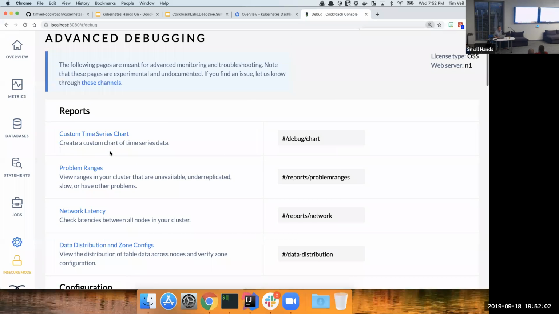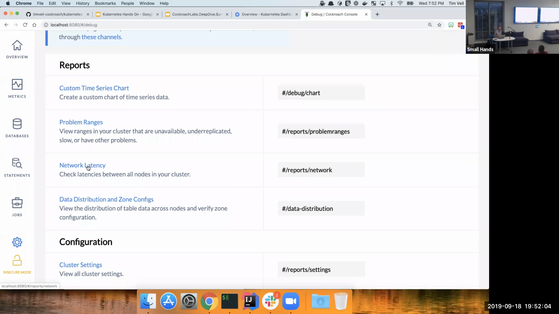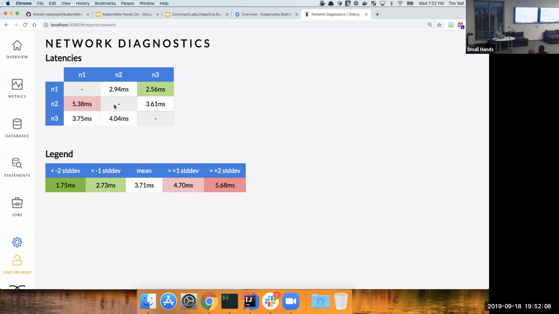One of the things I want to show you, if you start playing with this at home, is network latency. All these are running locally, and you can see that the speed between nodes is obviously very low, but if we had a cluster that was spread across geographies, this is a really interesting way to troubleshoot network topology and performance across nodes.